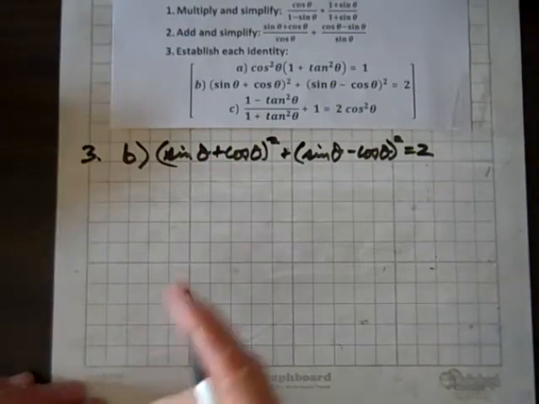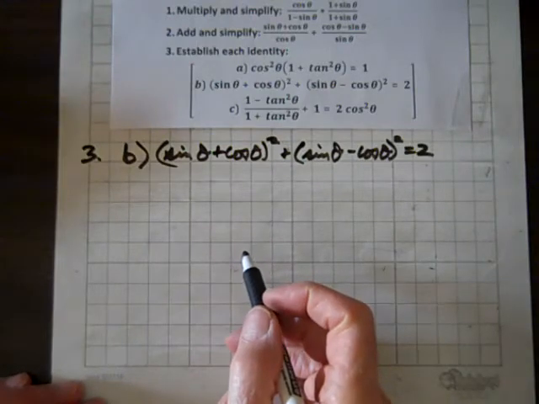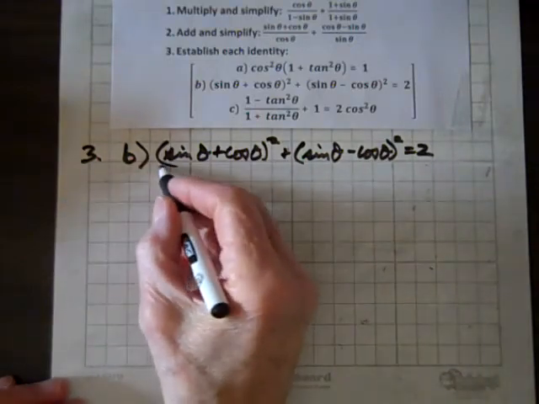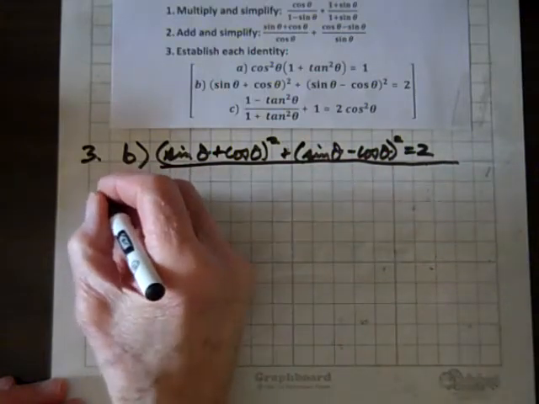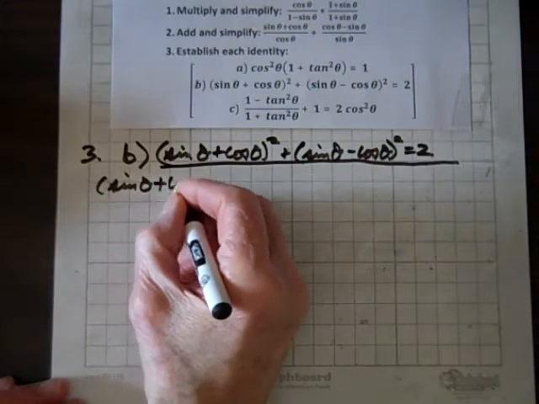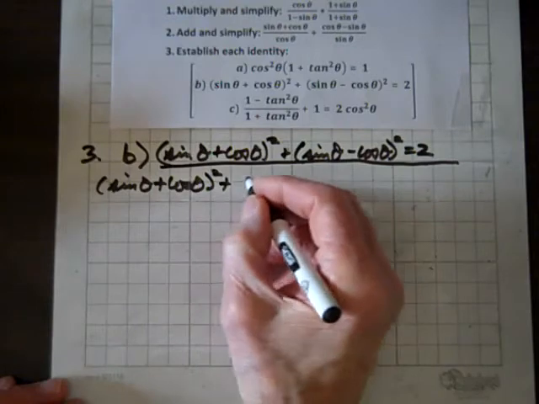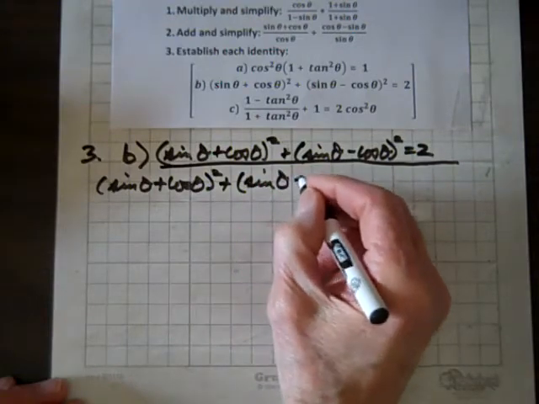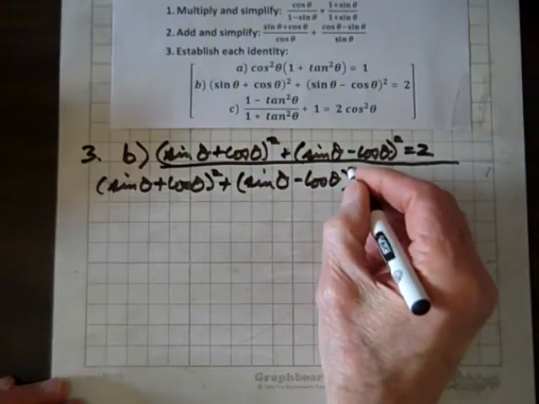Okay, now we're doing 3b, another identity problem. So we'll start with the left side and we'll write down exactly what we have. Very important, you stick with this form. So we have (sine theta plus cosine theta) squared plus (sine theta minus cosine theta) squared.